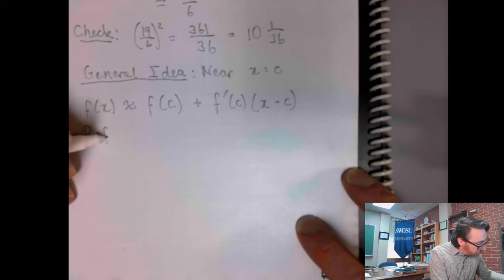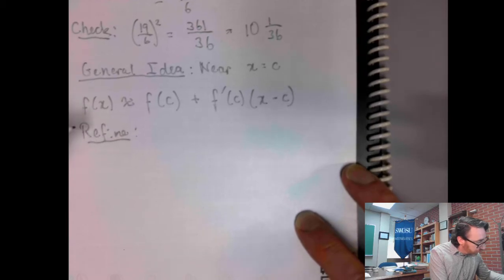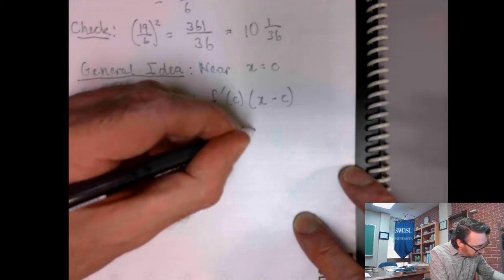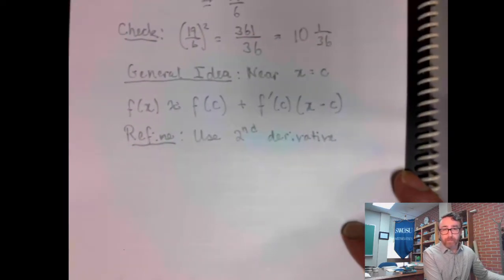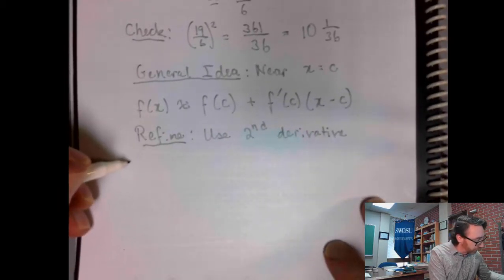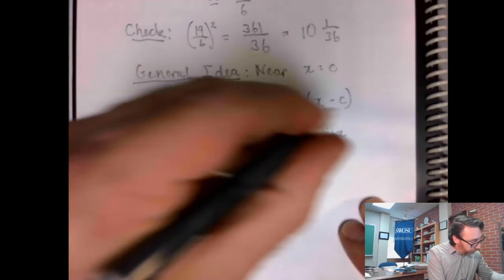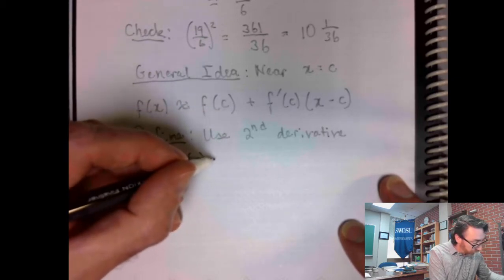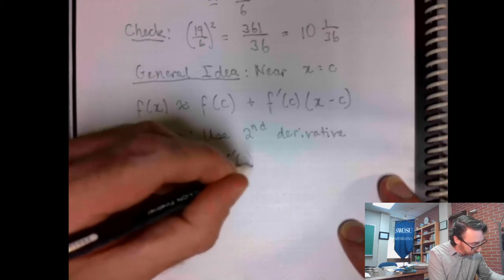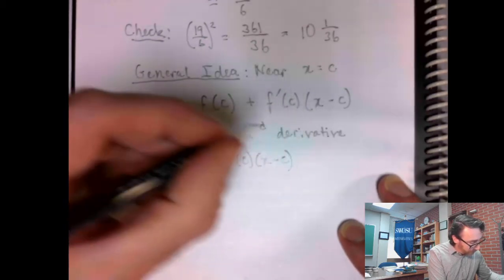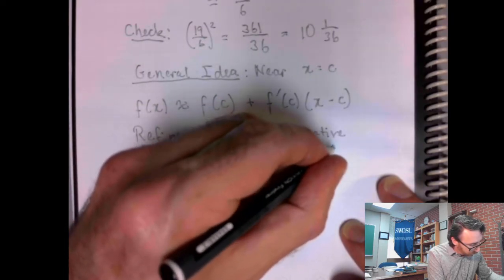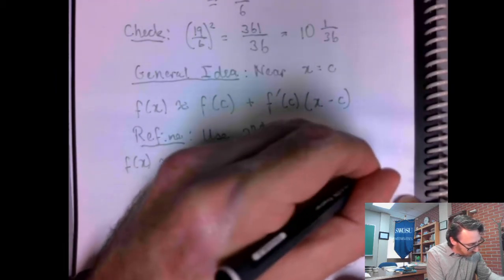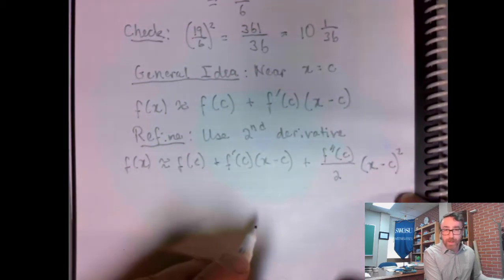So to refine this idea, what we do is we use the second derivative and we say, okay, f of x can be approximated a little bit better by doing f of c plus f prime of c times x minus c plus f double prime of c over 2 times x minus c squared.